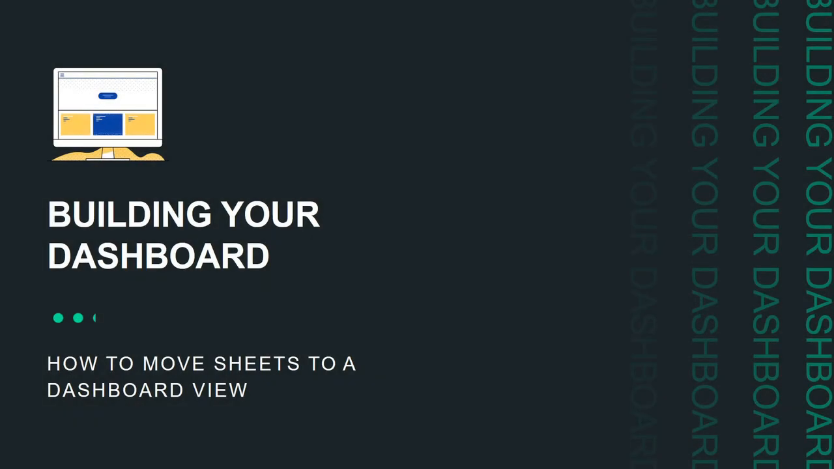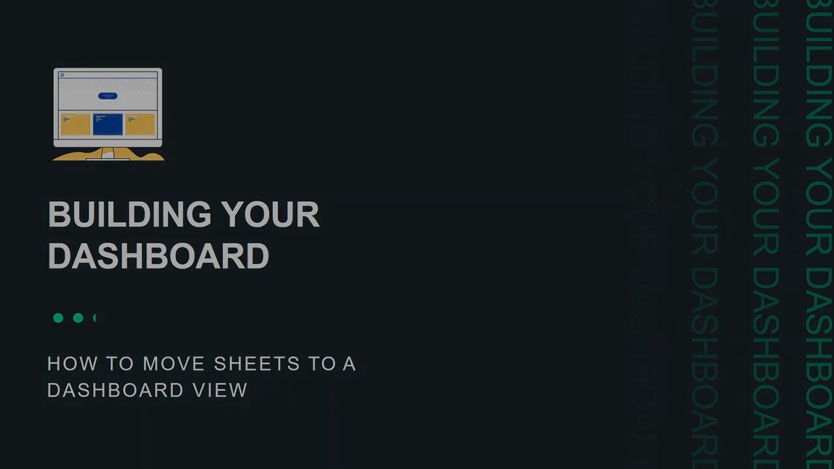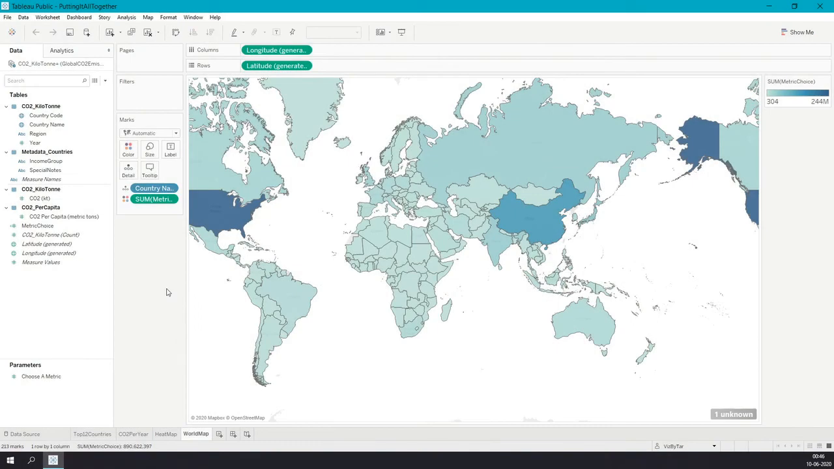In this chapter, we'll be combining all the visualizations we made earlier to build a single dashboard. Let's begin where we left off in the previous chapter. Instead of creating a new sheet now, we will click on this icon to create a new dashboard.